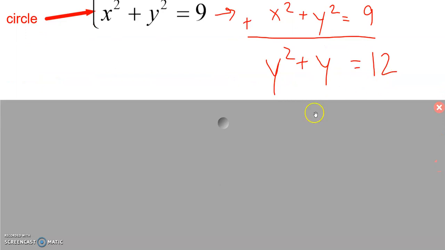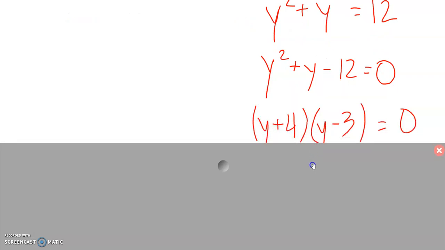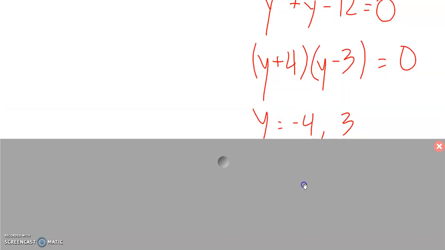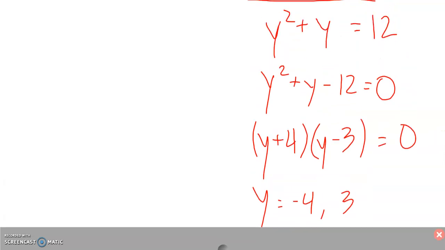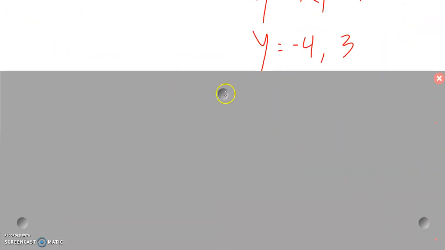And now this is a quadratic that I can solve. I get 12 over to the other side so that this quadratic is equal to 0. And then I factor it. Y plus 4 times y minus 3 gives me solutions for y of -4 and 3. So then I take those two solutions, -4 and 3, and I plug them into either one of these two equations for y and solve for x.